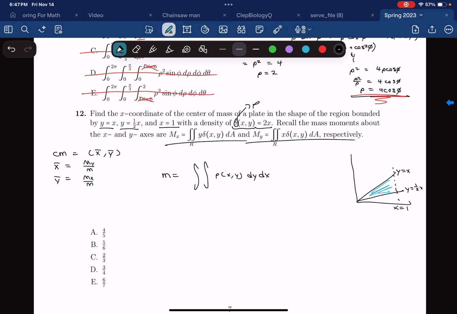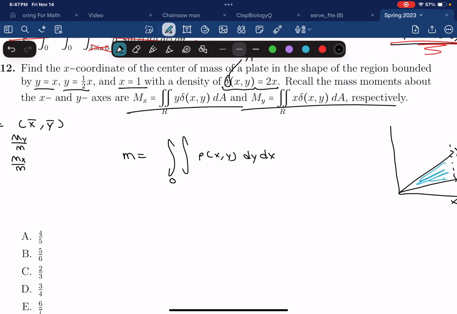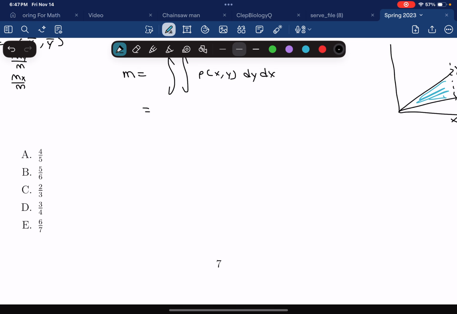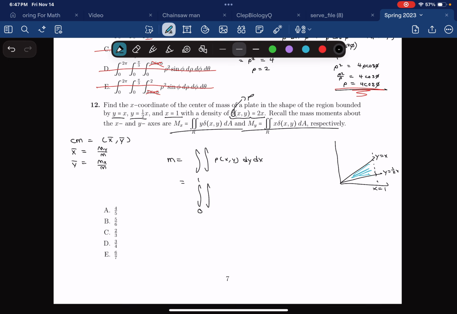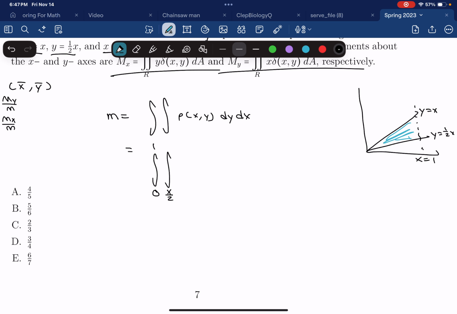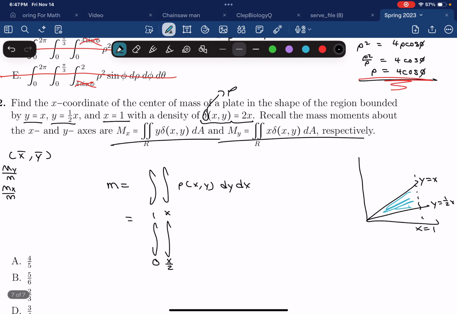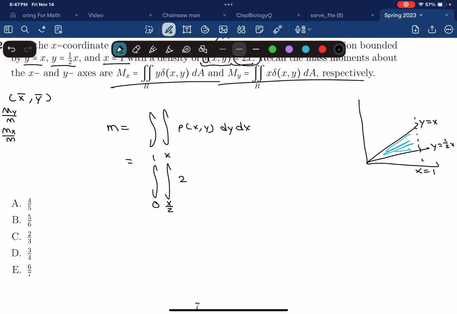Wow, that's a really bad drawing. So the x bounds will be from 0 to 1, and the y bounds will be from x over 2 to x, and we already know that our density is 2x, and it'll run from dy to dx. So let's evaluate this. This will become 2xy from 1/2 x to x, which becomes 2y squared minus x squared, which just gets us x squared.